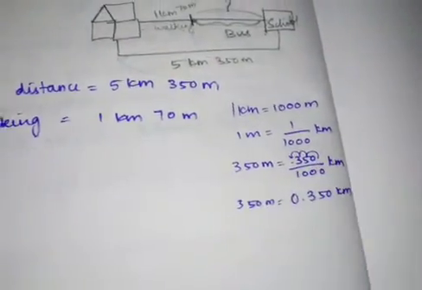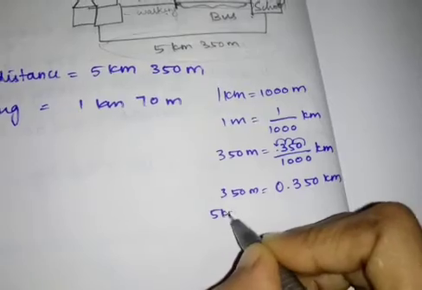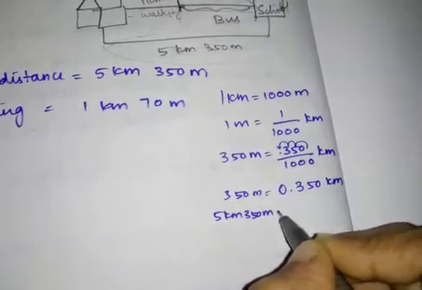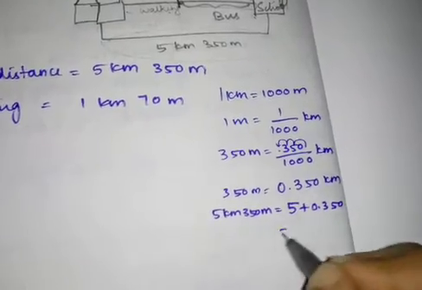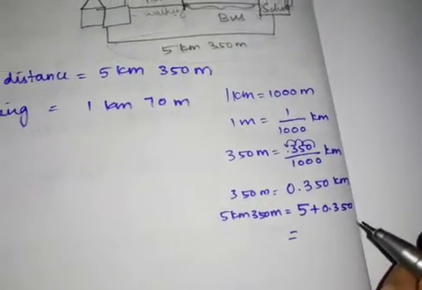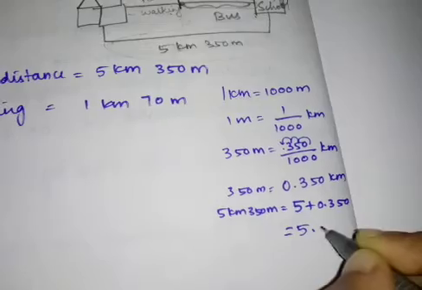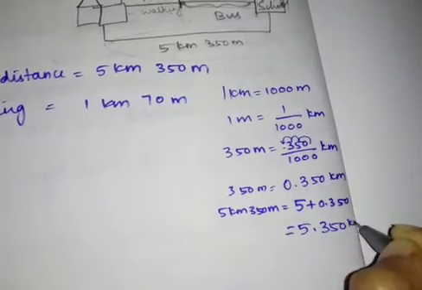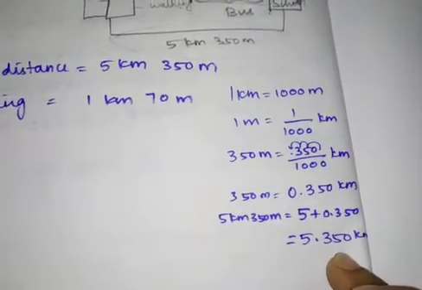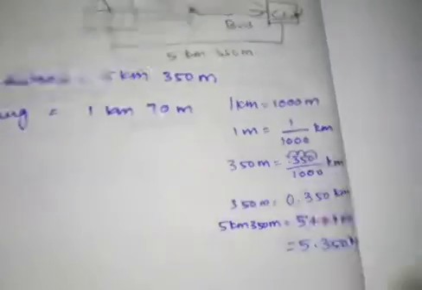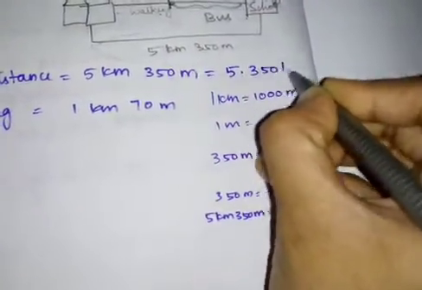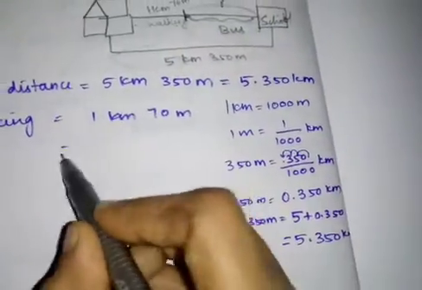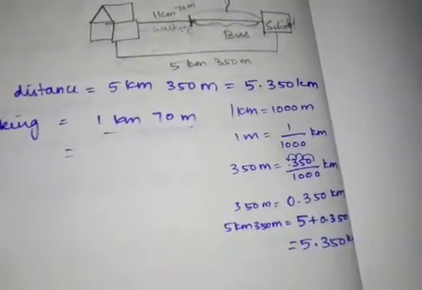Now just combine both, right? I just want to combine all the things. 5 kilometer 350 meter will become 5 plus 0.350. 5 plus 0.350 is nothing but 5.350 kilometer. So now I have converted that into kilometer. So the answer here is 5.350 kilometer.